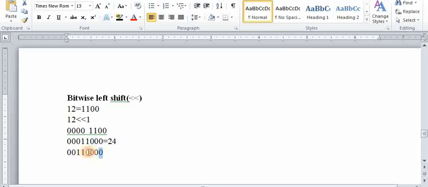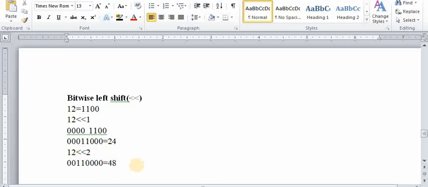So now what will be this number? 1 2 4 8 16 32. On 32 and 16 we have 1 1, so the result will be 48. So this is the left shifting of binary digits. In this way, in the second shifting you will get 48.